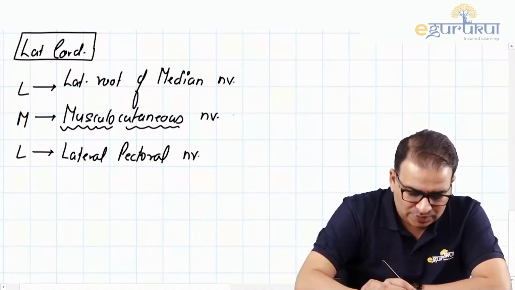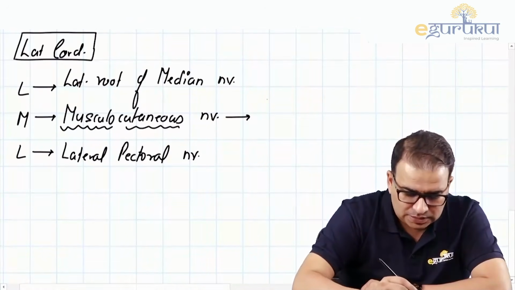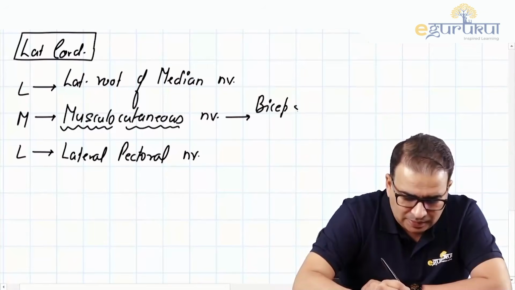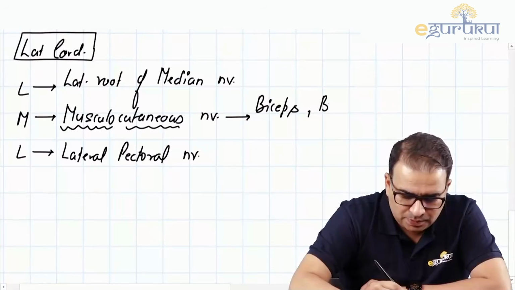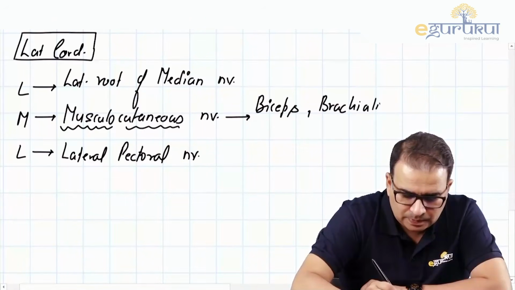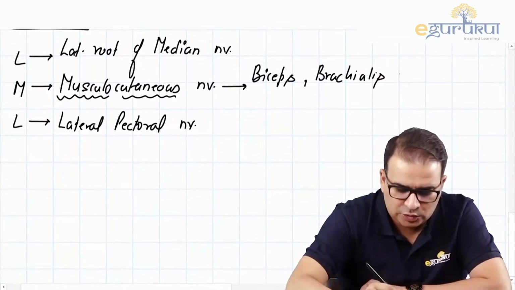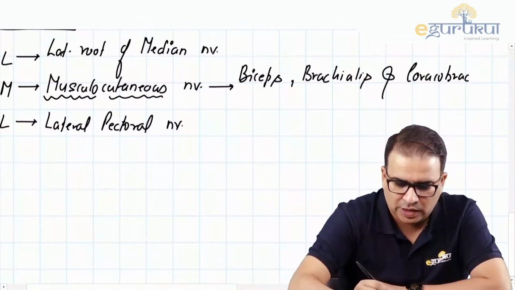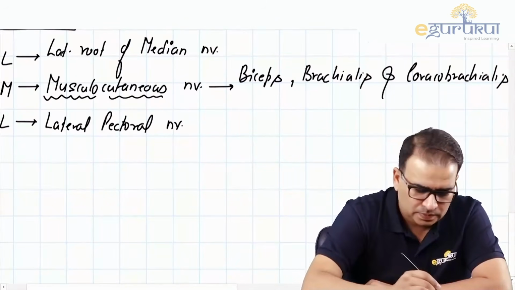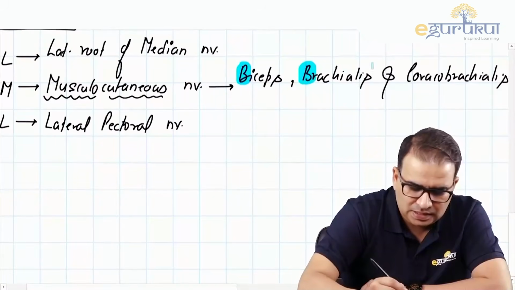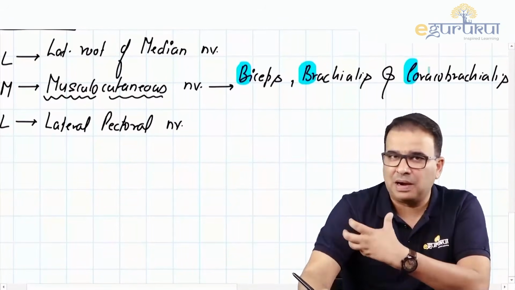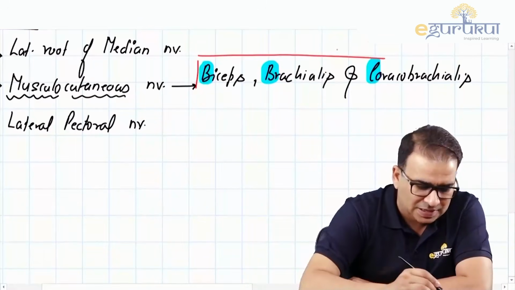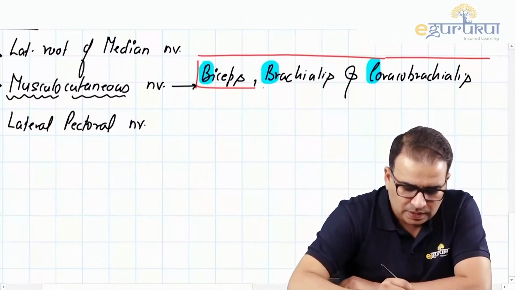Let me write that for you. What I'm saying is musculocutaneous nerve supplies all the three muscles. We call it the BBC muscle. What muscle? That is biceps brachii. It supplies brachialis, and it also supplies the coracobrachialis. So that's what we call it, BBC muscle. All the three muscles of anterior compartment are supplied by the musculocutaneous nerve: the biceps brachii, the brachialis. Remember, it's brachialis, guys, not brachioradialis, and coracobrachialis.